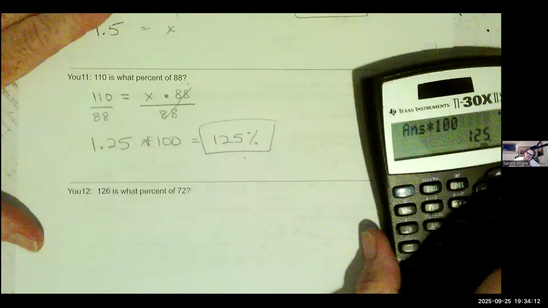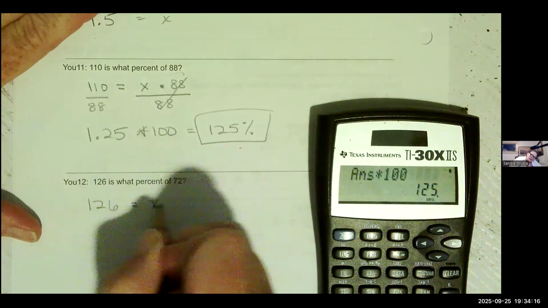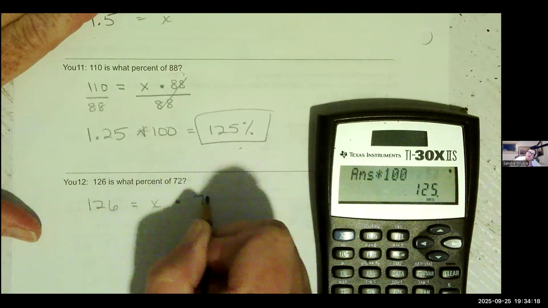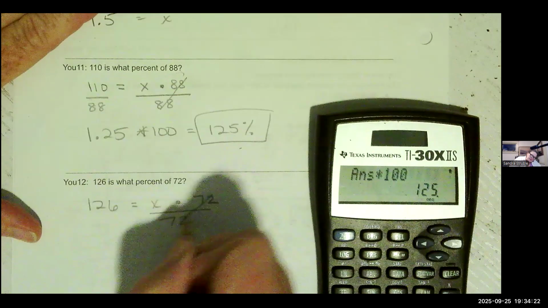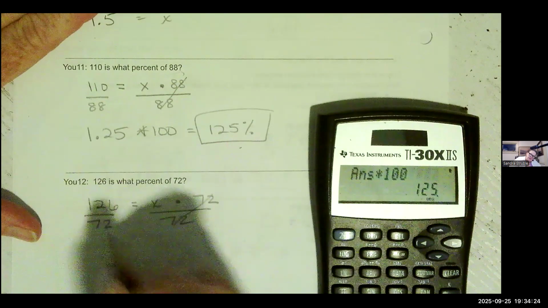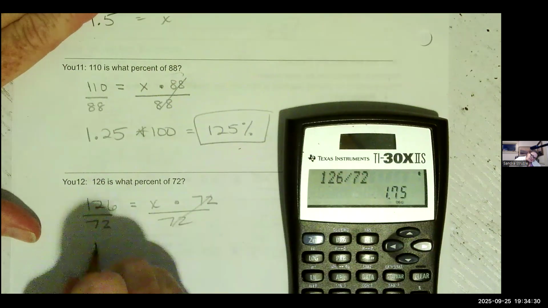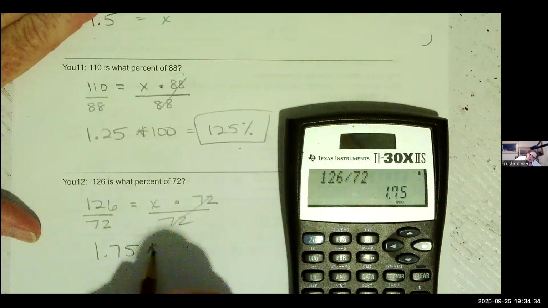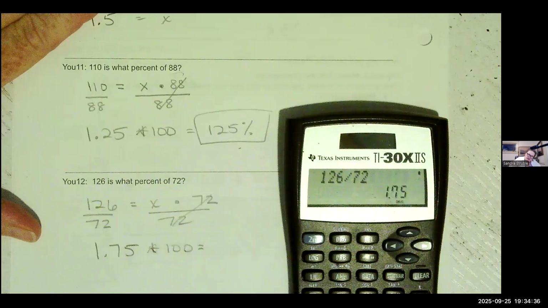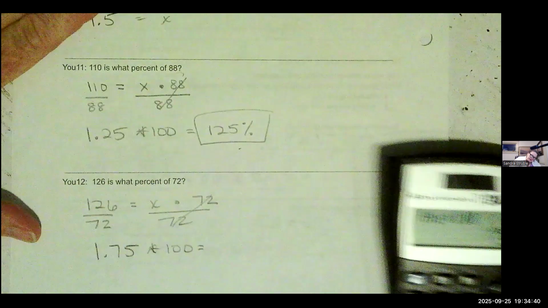Last one on this one. 126 is what percent of 72? Divide both sides by 72. 126 divided by 72 is 1.75, not a percent. To make it a percent, you multiply it by 100. And it's 175%.